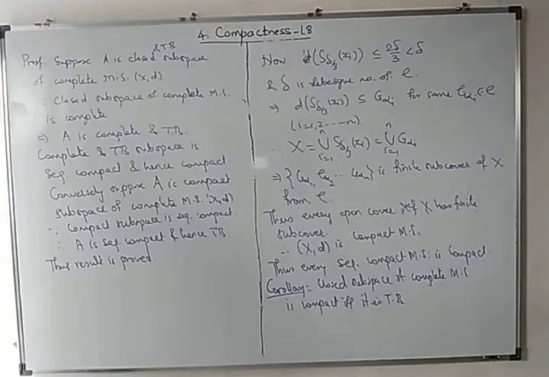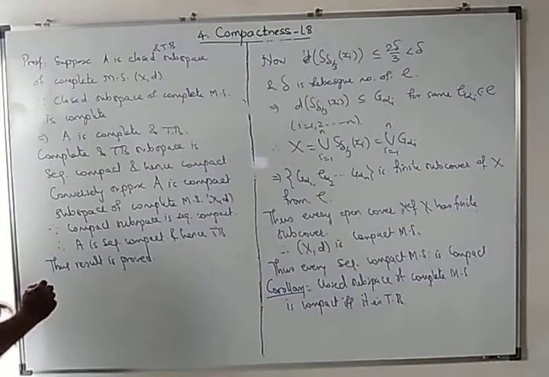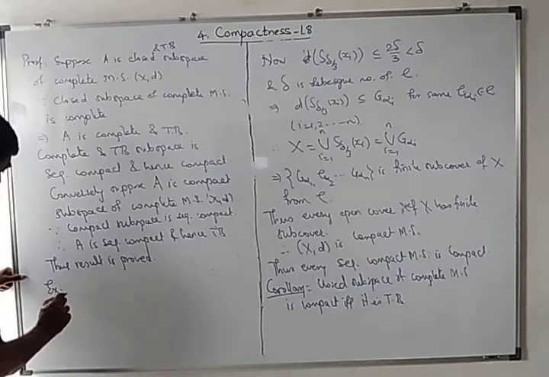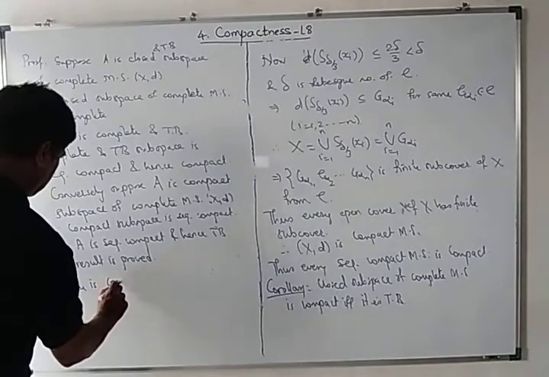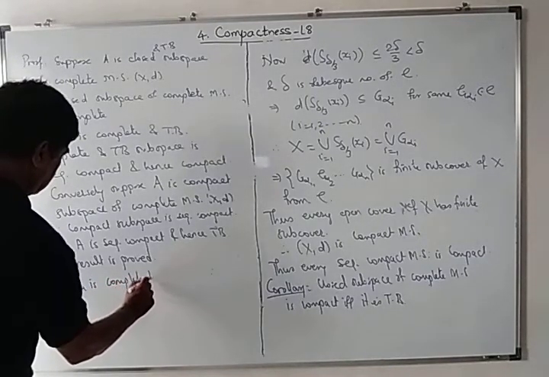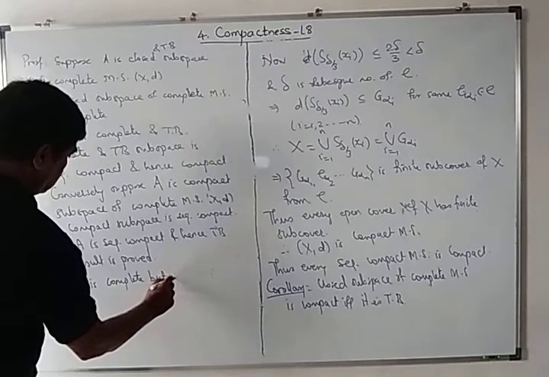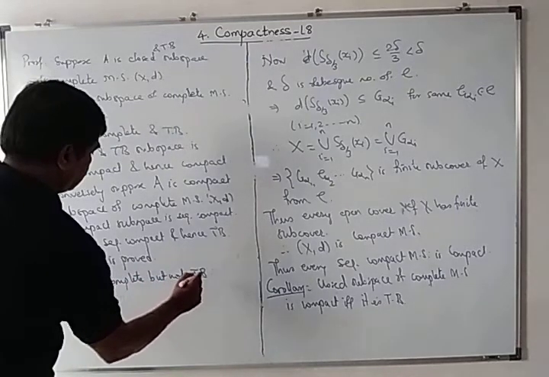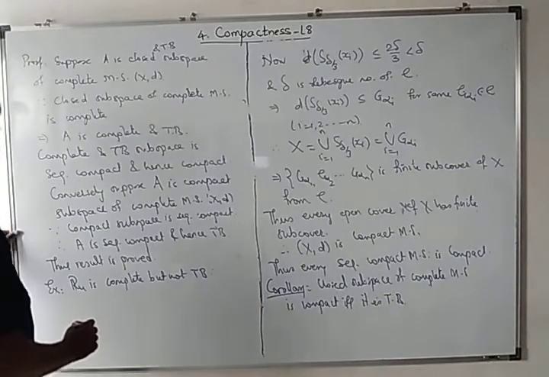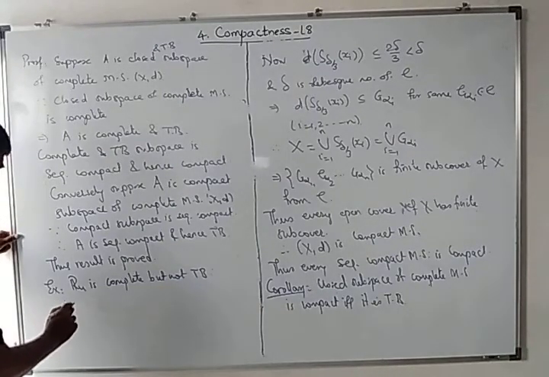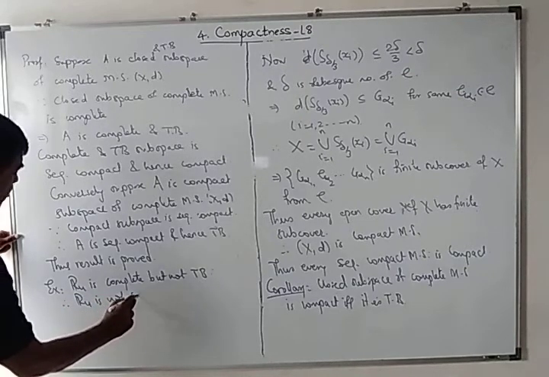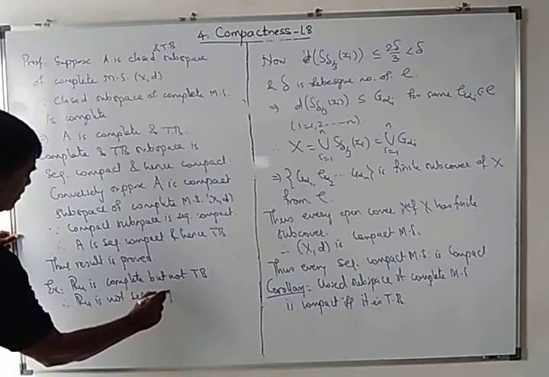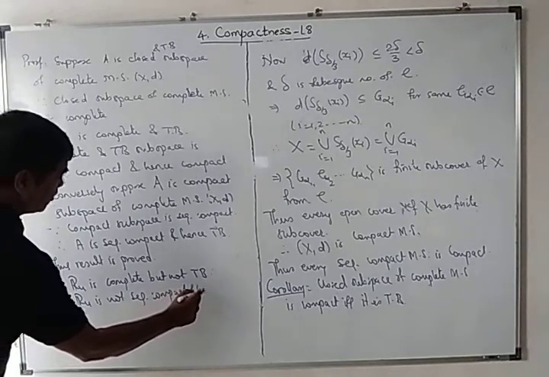Example: R is not a compact metric space. R with the usual metric is complete but not totally bounded, therefore R is not sequentially compact and hence not compact.